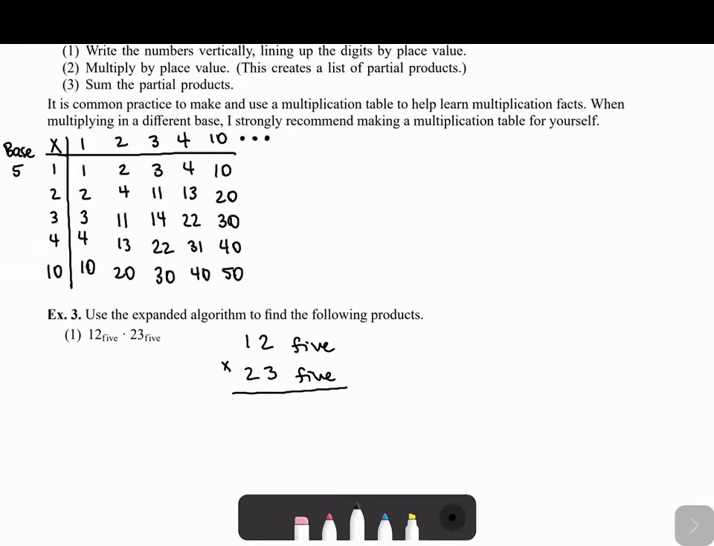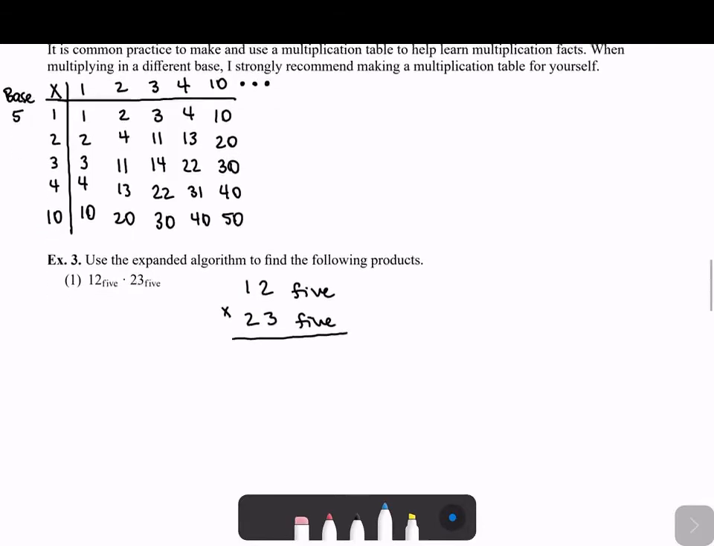So essentially, you can view this in 2 steps. We're going to multiply the 2 here by each of these values, and then we're going to multiply the 1 by each of these values. So we're going to get essentially those 4 products, and then we're just going to add them up. These are going to be our partial sums. So first, multiply. I'm going to start by multiplying by this 2.